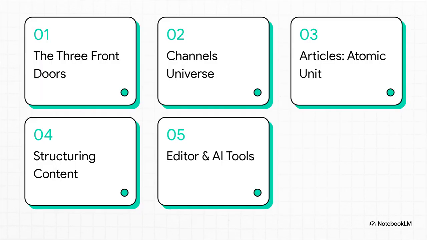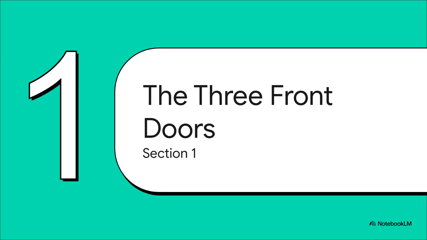Here's our quick roadmap for today's explainer. We'll start with the three front doors, explore the channels universe, zoom in on articles as the atomic unit, look at structuring content, and finally wrap up with the editor and AI tools. All right, let's start right at the top with section 1, the three front doors.